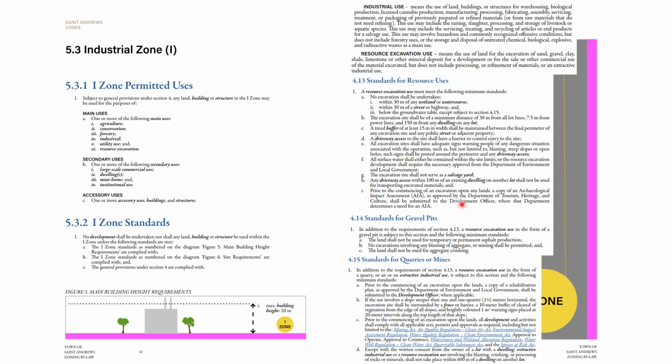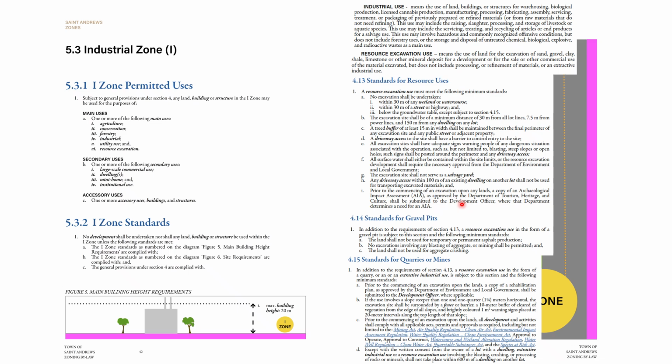Prior to commencing of an excavation upon the lands, a copy of a rehabilitation plan, as approved by the Department of Environment and Local Government, shall be submitted to the development officer where applicable. If the use involves a slope steeper than 1 1/4 meters horizontal, the excavation site shall be surrounded by a fence or barrier, a 10-meter buffer of cleared vegetation of all slopes, and brightly colored 1-meter square warning signs placed at 20-meter intervals along the top length of the slope.